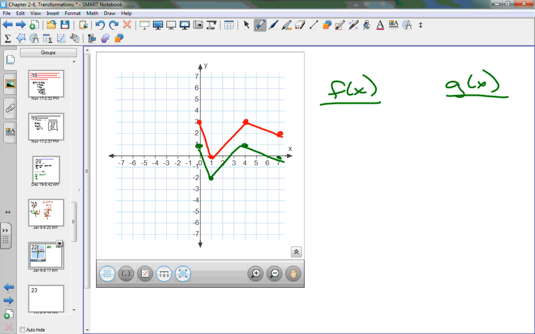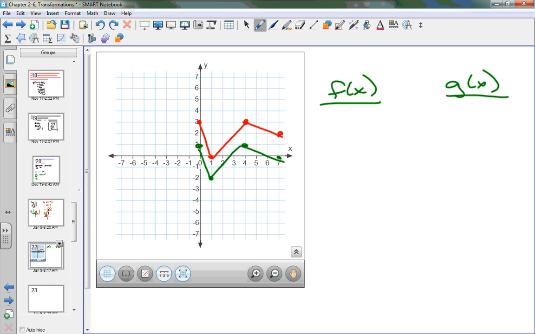Minus 2 that way? No, that's not what it says to do. That would actually be f of x plus 2 in parentheses. You see it's out of the parentheses? That's why you don't go to the left. You only go up or down. In this case, down. Does that make sense?